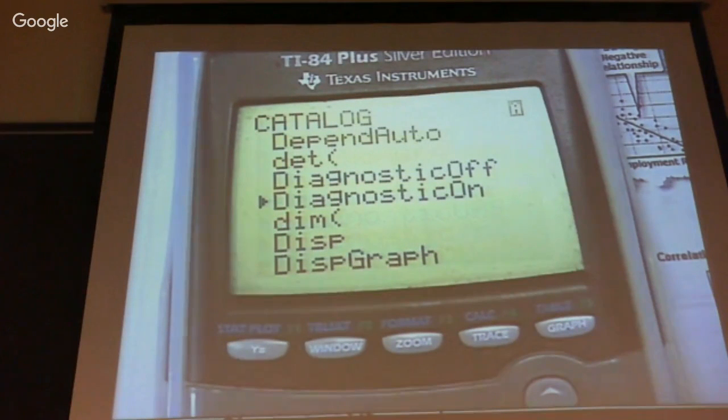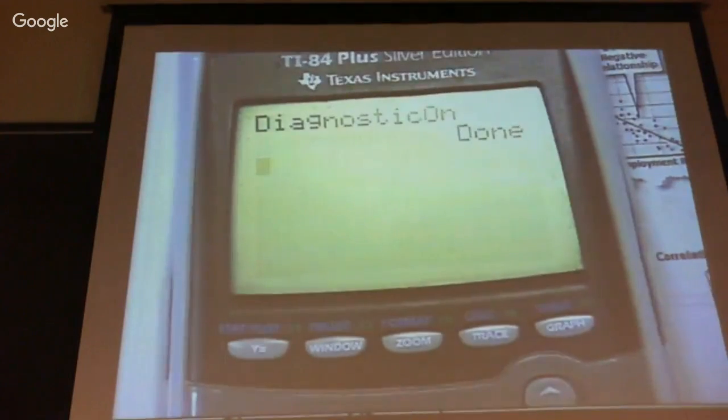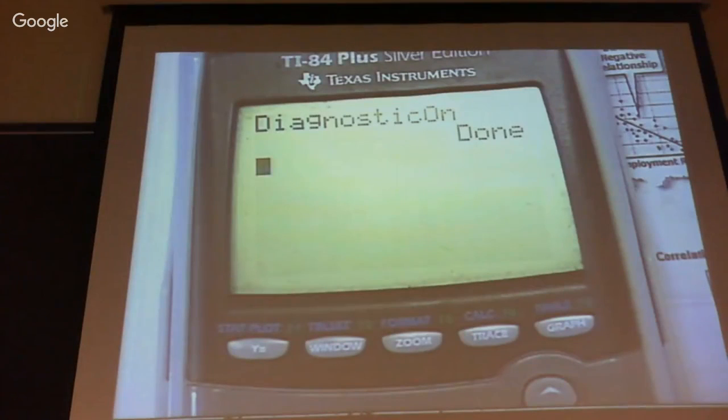Again, if you do it, it's not going to hurt anything. Put your little arrow on diagnostic on. Push enter and enter again. You can hold the down arrow and go a little faster. It looks like nothing happened, but now do your linear regression again. Let's see how good your memory is.